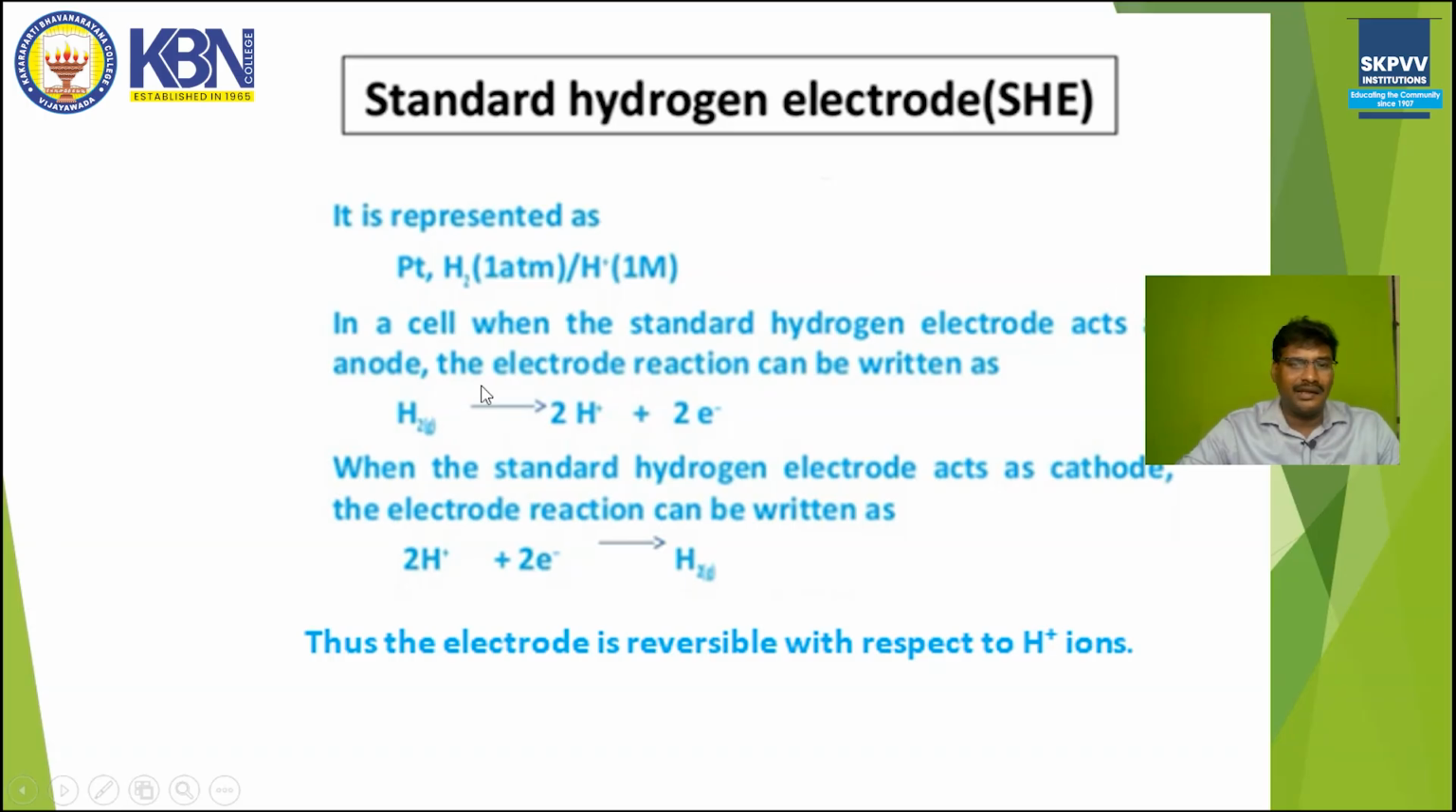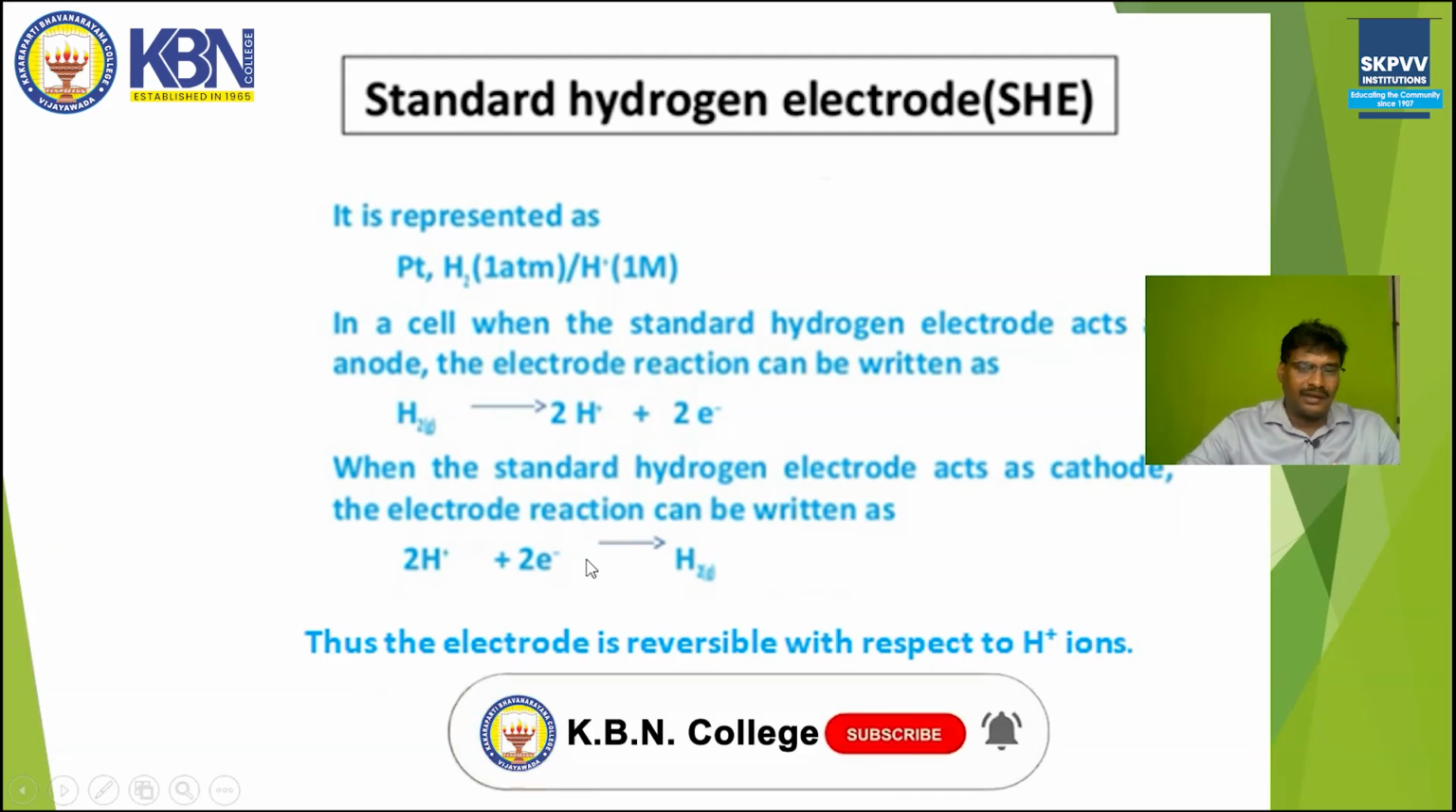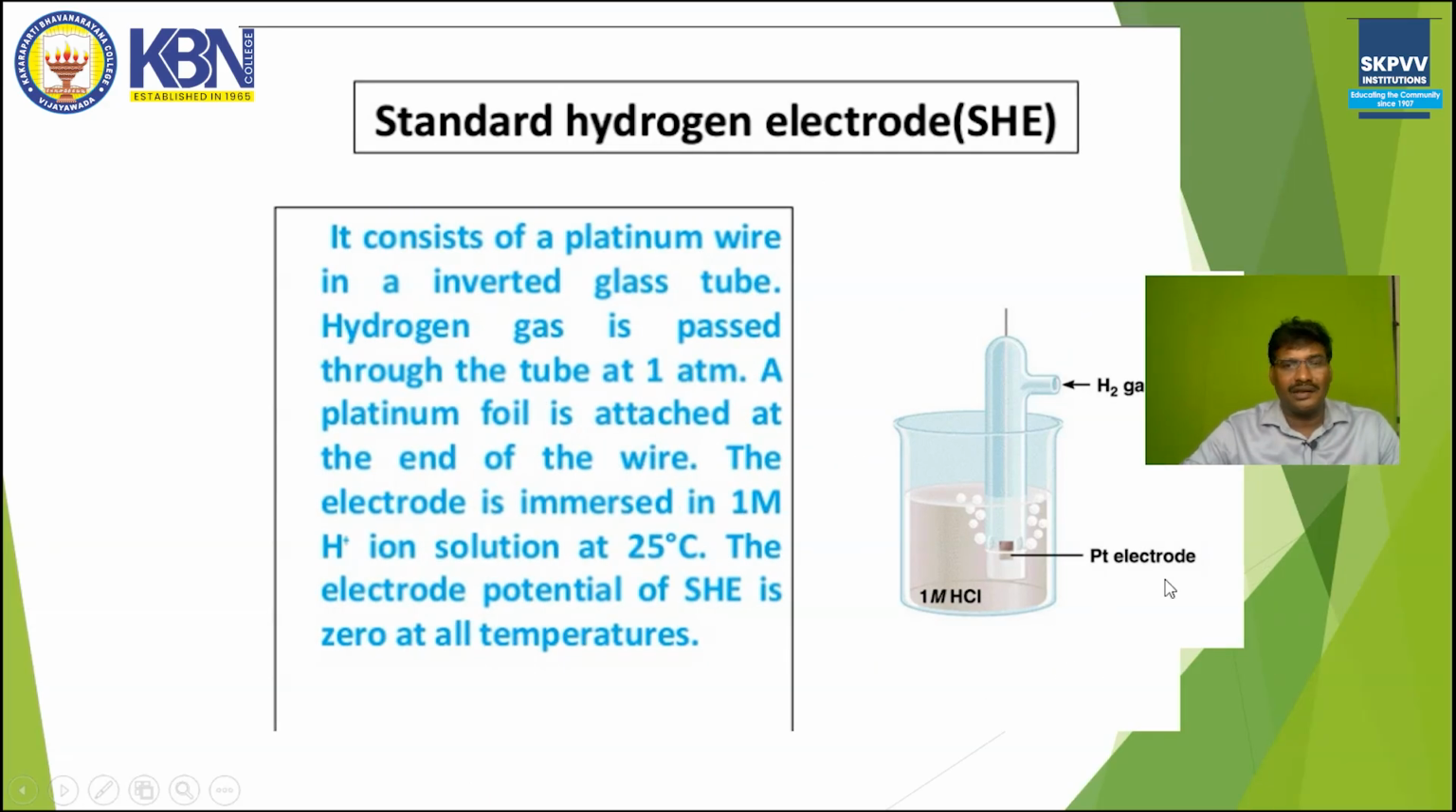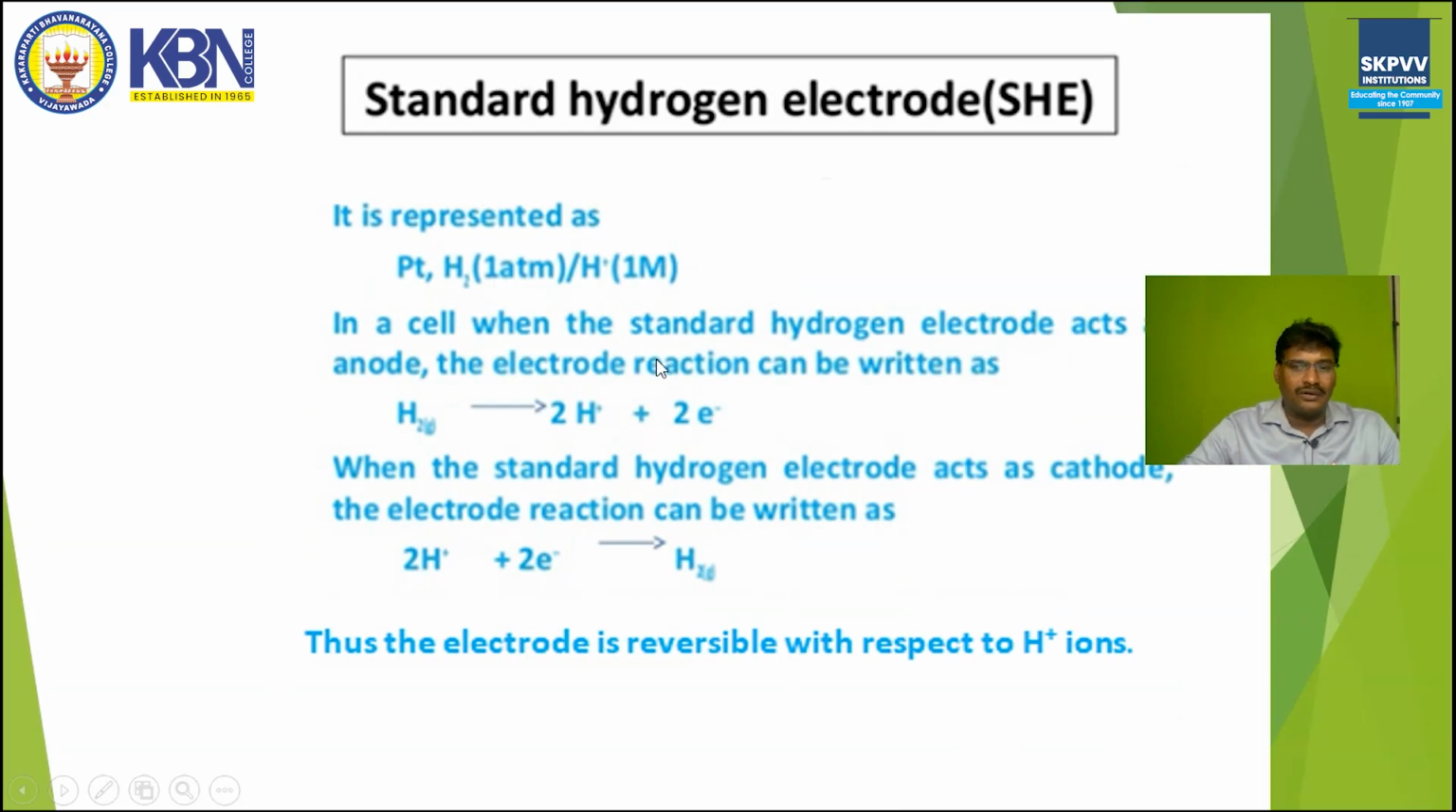When it is acting as anode, this reaction takes place. When it is acting as cathode, this reaction takes place. Thus it can act as both anode and cathode. Thus the electrode is reversible with respect to H plus ions. That is the construction of the standard hydrogen electrode, and these are the reactions when it acts as anode and as cathode.